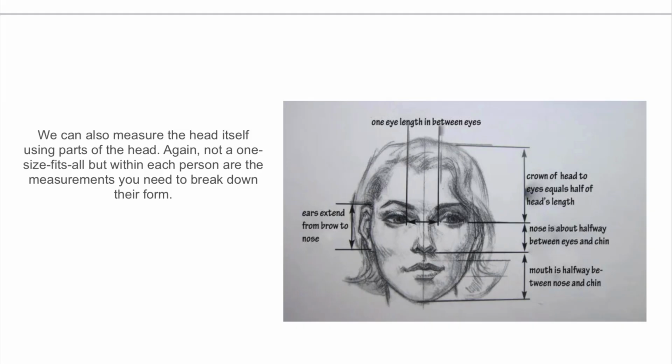One that I always go back to when trying to diagram a face is the fact that most of the time you can fit one eye length between the actual two eyes that are there. And similarly, the ear height is typically also from the brow to the nose, with, of course, exceptions all over the place.